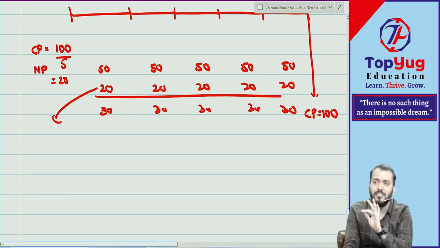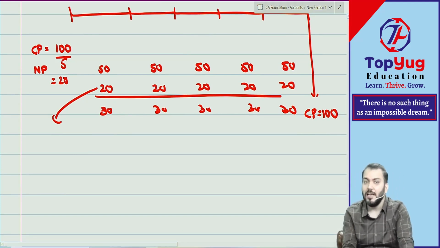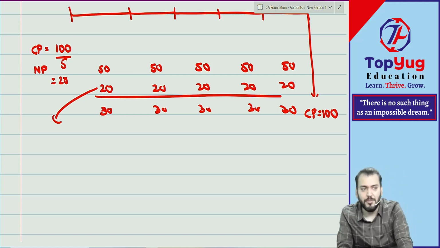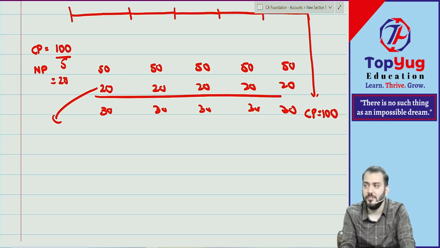Now the main point is how to calculate depreciation. Can I say the accounting treatment we have already done? What is the journal entry for depreciation? Depreciation account debit to asset account.